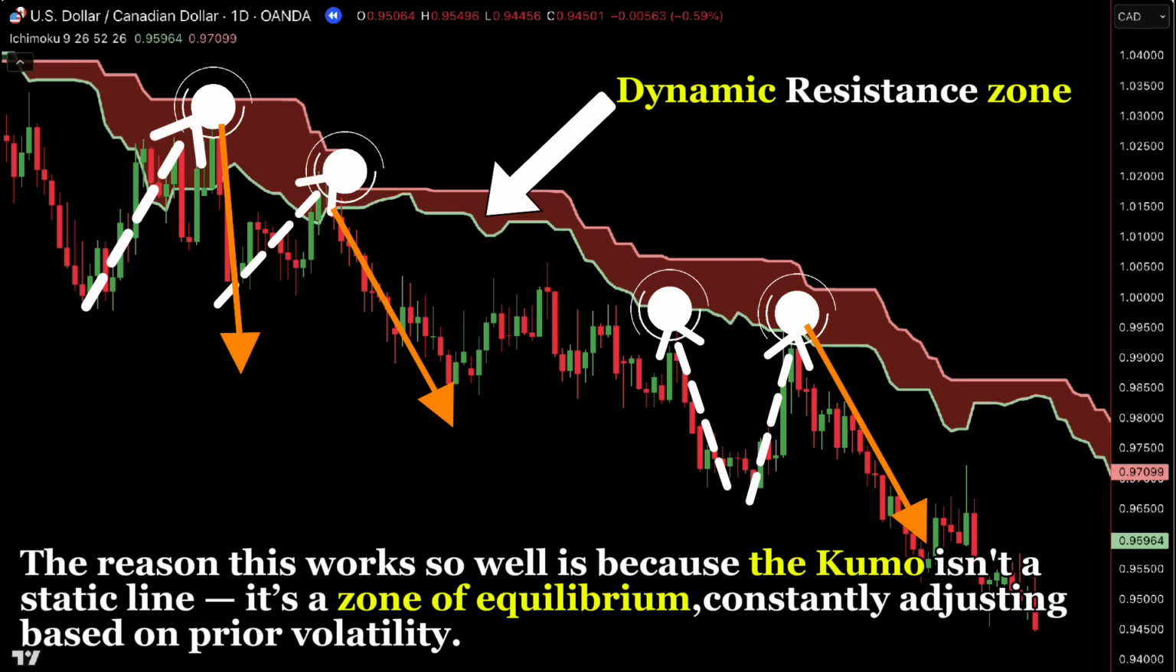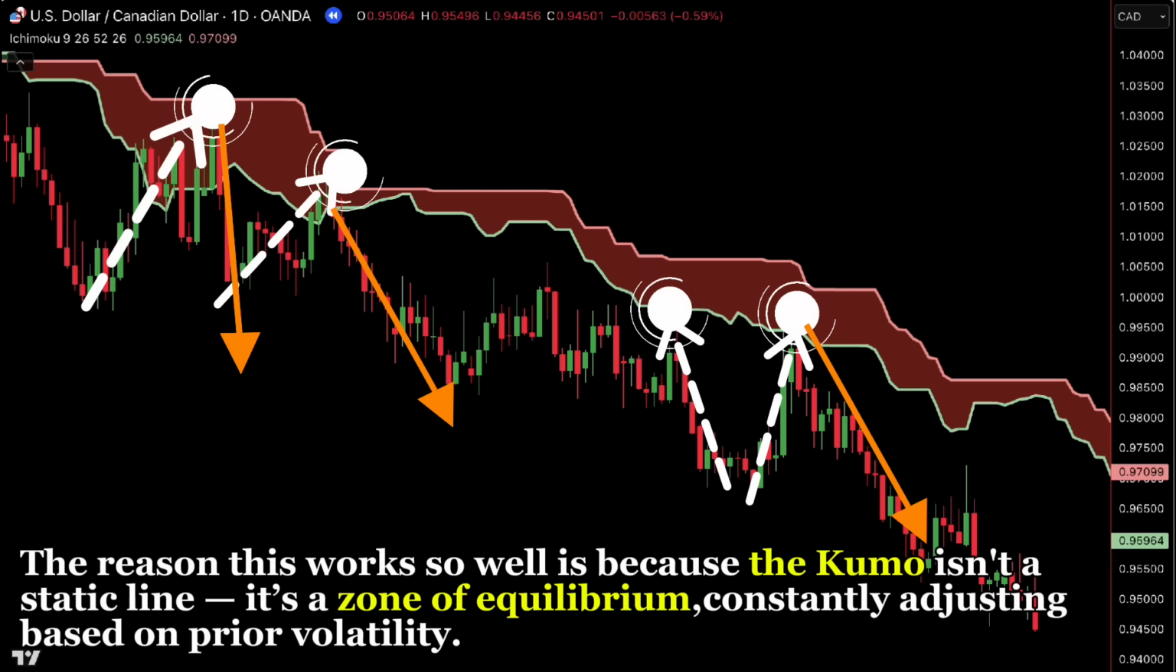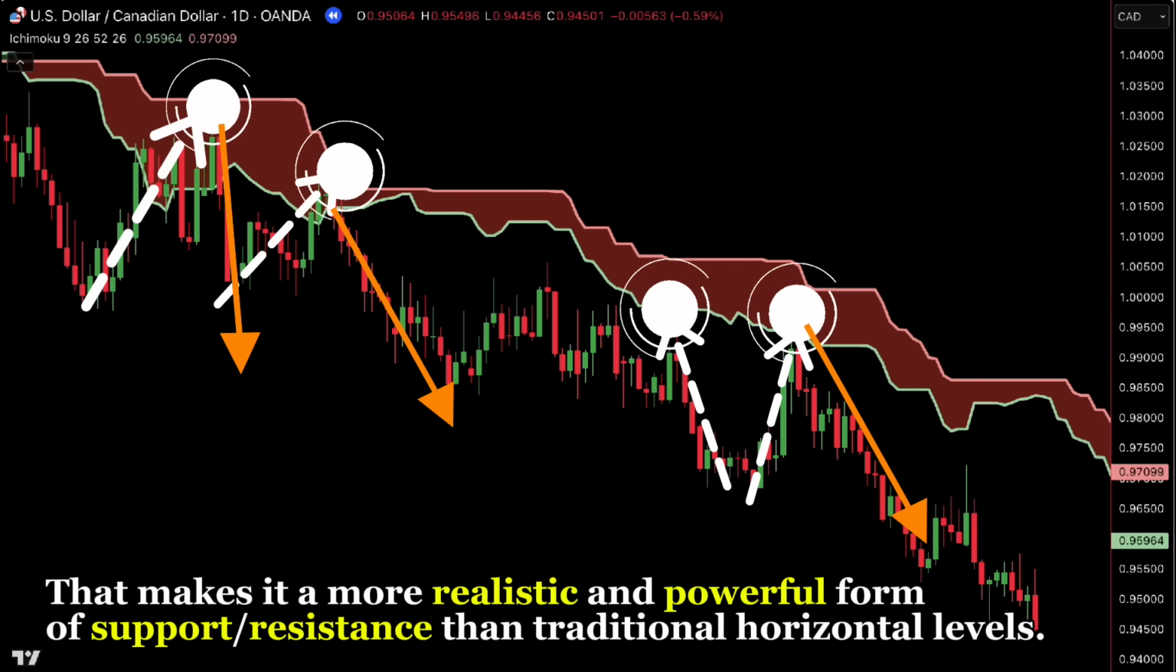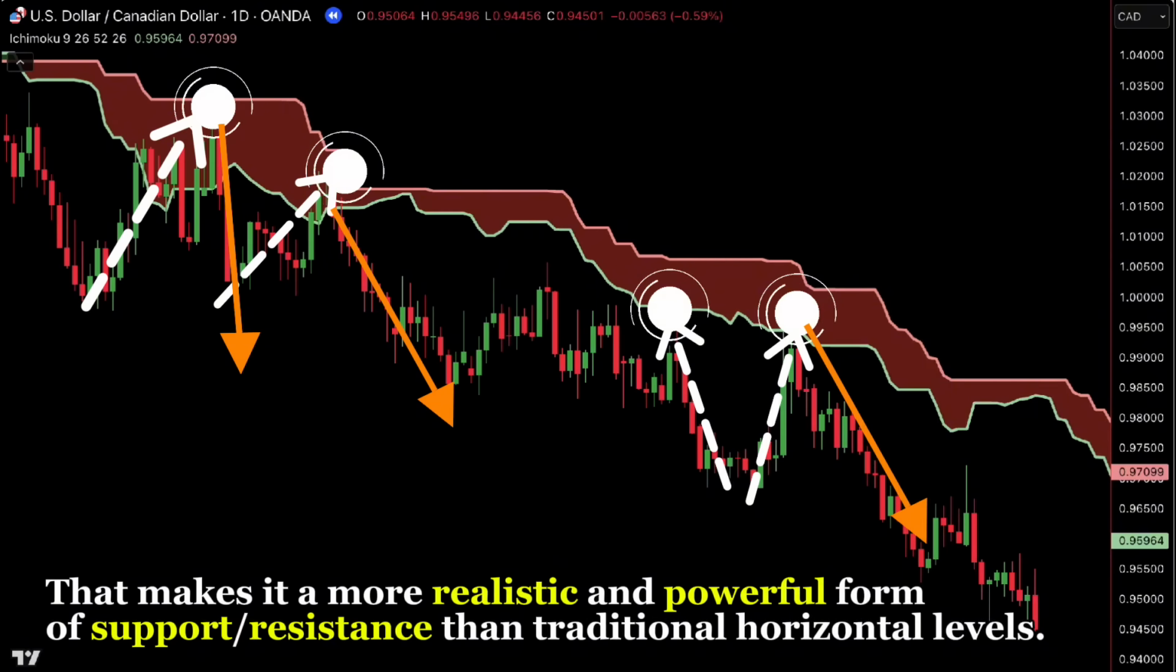The reason this works so well is because the Kumo isn't a static line, it's a zone of equilibrium, constantly adjusting based on prior volatility. That makes it a more realistic and powerful form of support and resistance than traditional horizontal levels.